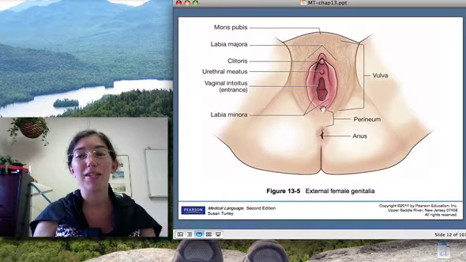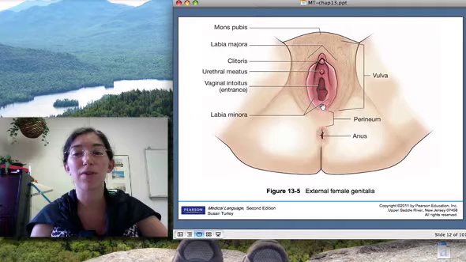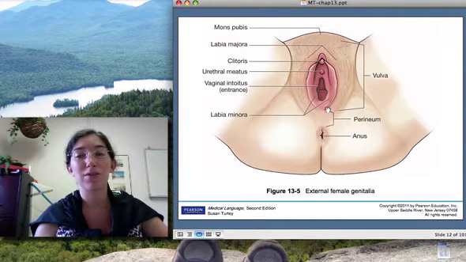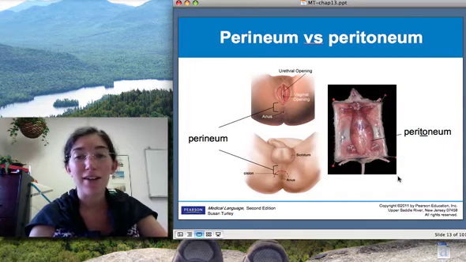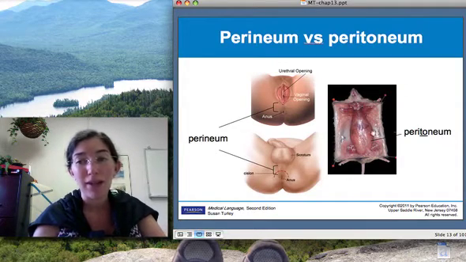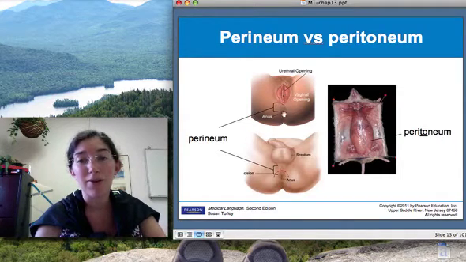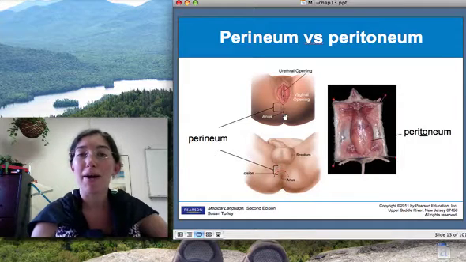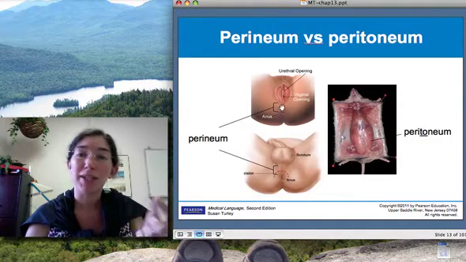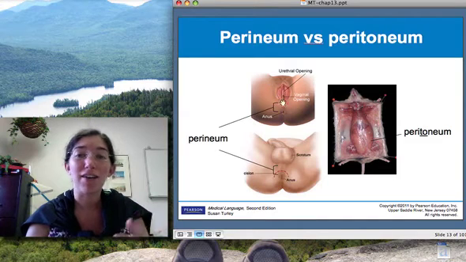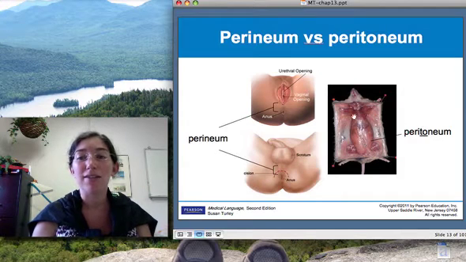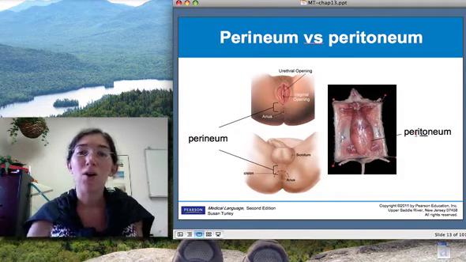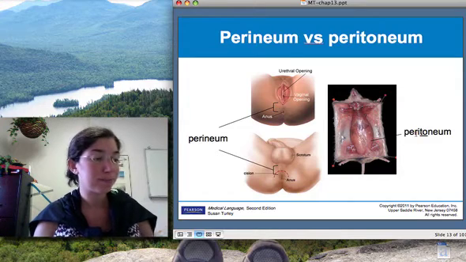And then I also mentioned in the chapter on the male reproductive system the perineum, the space between the scrotum and the anus in a male, and in a female the place between the vagina and the anus. And then I have my reminder slide here, the difference between the perineum and the peritoneum. So here's the perineum indicated in both a female and a male. It's a patch of skin between the reproductive genitalia and the anus, whereas the peritoneum is that sac, that membrane that holds in all of your internal organs.